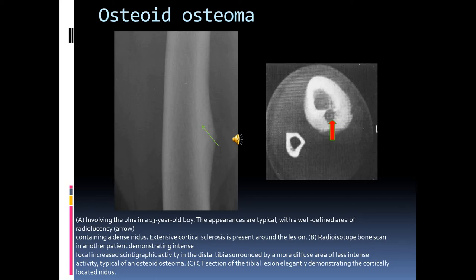As we can see in the image on the right side, this is an axial CT scan showing the tibia and the fibula. The abnormality is in the cortex of the tibia, as the red arrow shows, a well-defined osteolytic lesion in the cortex. So the osteoid osteoma is in the cortex, and inside the cortex this osteolytic lesion is called the nidus. The whole osteolytic lesion is called the nidus, and sometimes we can see ossification inside the nidus, occasionally detected in CT scan.